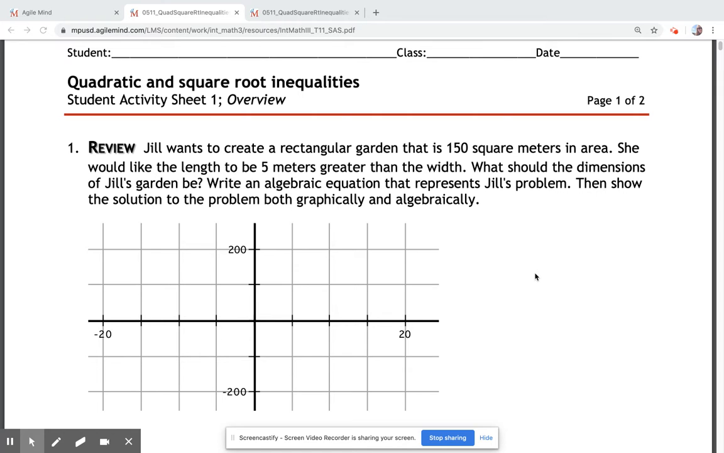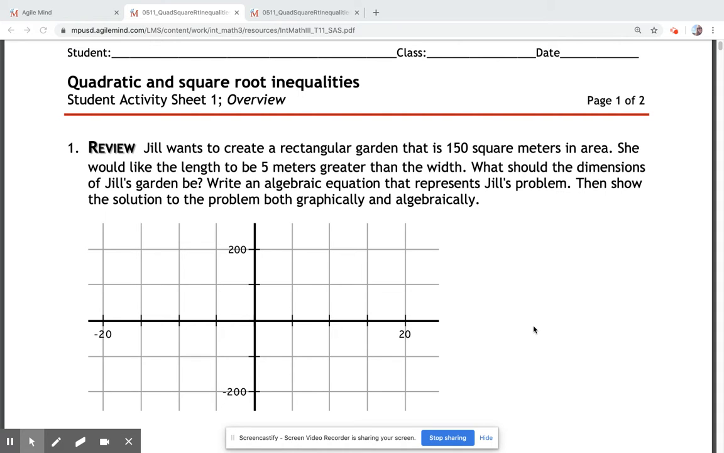Do you remember in another unit how we started off talking about dog kennels, playing with quadratics a little bit? It's been a little while. We're going to come back to that for just a moment. We're going to start off with question number 1 on student activity sheet number 1. Just a little bit of review, just kind of bring it back.